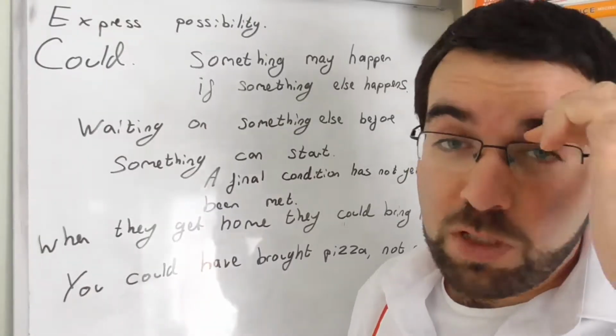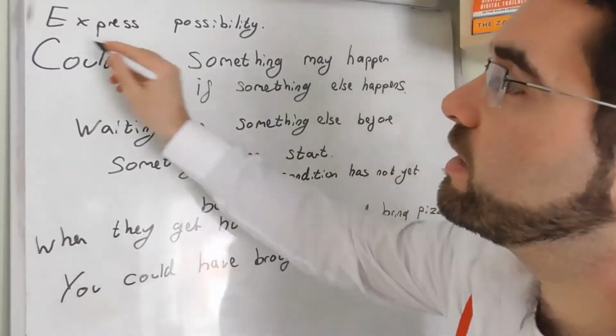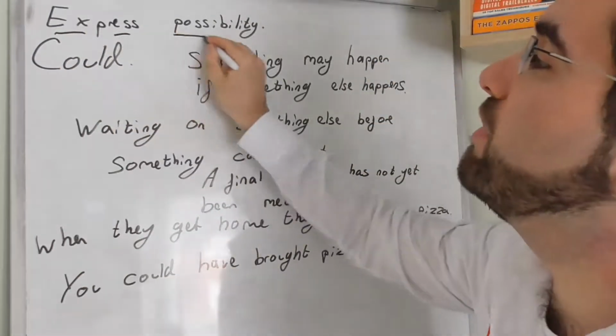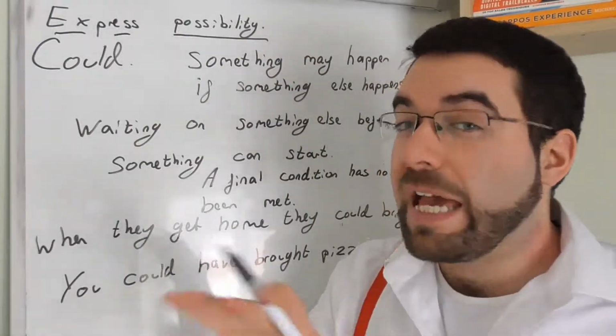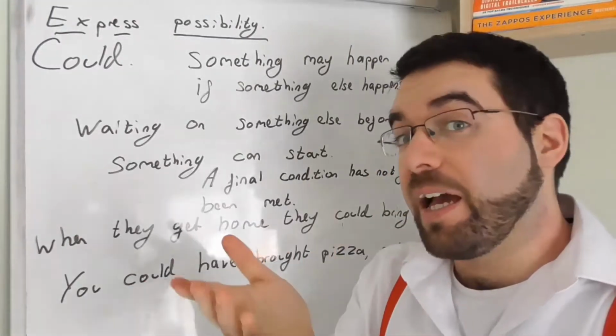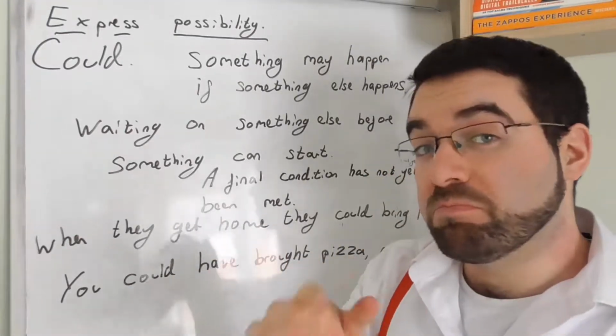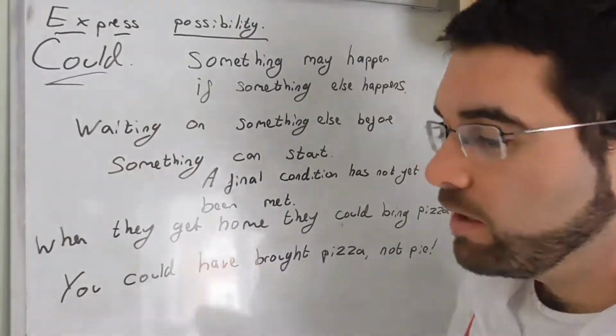Okay, so it's worth understanding that could, should and would all express possibility. Modal verbs, things that could happen, things that might happen, things that there's a chance of it happening. So could then, let's look at could. Could.